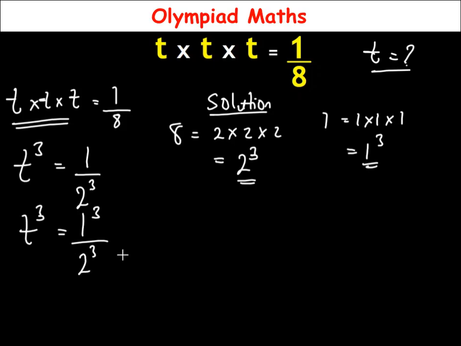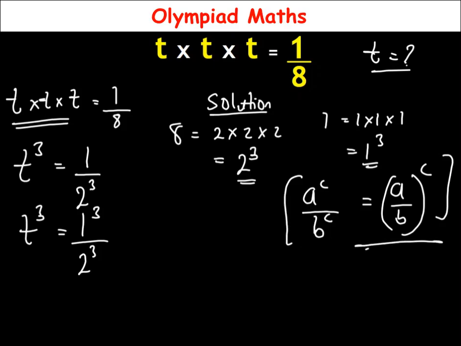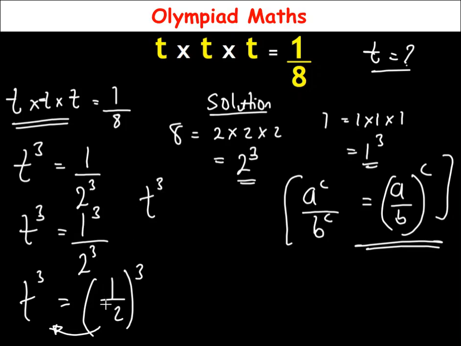With this, we can then introduce one of the rules of indices: a raised to power c over b raised to power c equals a over b in brackets all to the power of c. Bringing this rule in, t raised to power 3 is equal to 1 over 2 in brackets all raised to power 3. So with this, we can move this to the other side of the equation such that we have t raised to power 3 minus in brackets 1 over 2 all raised to power 3 is equal to 0, right?